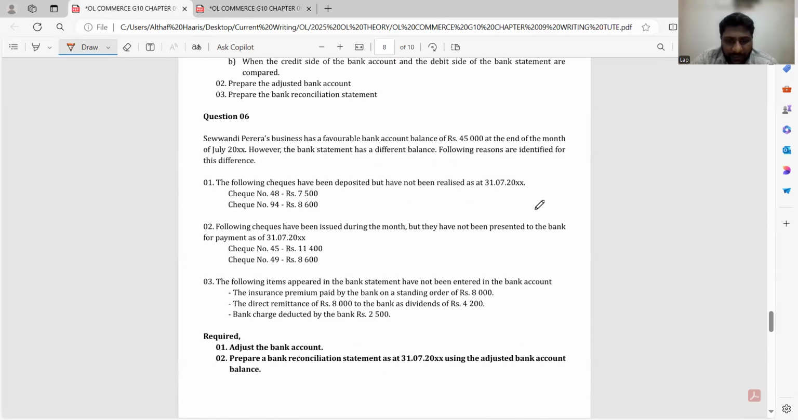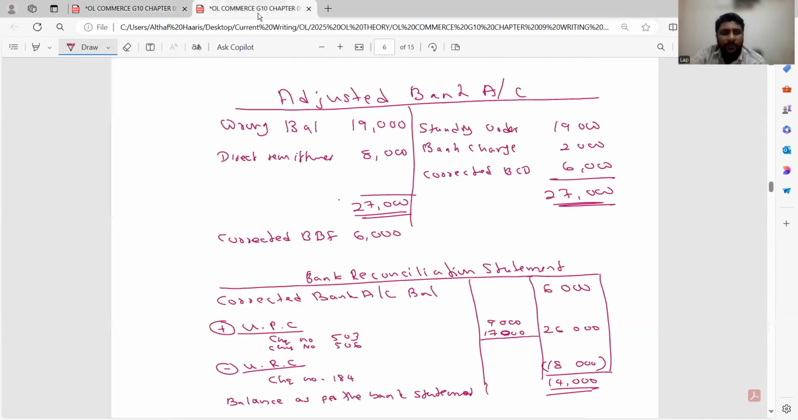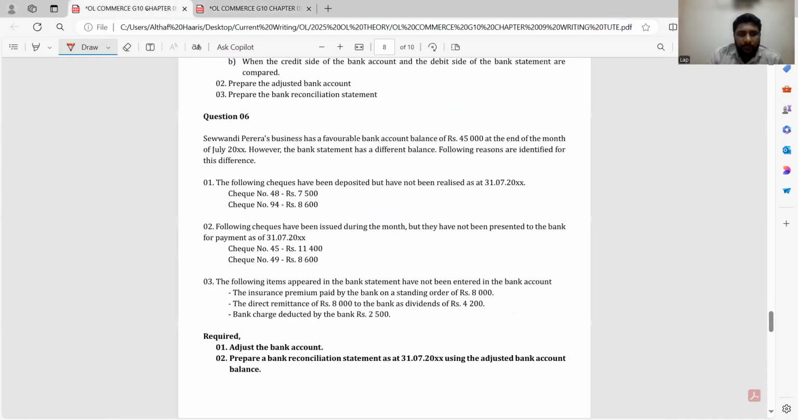So there are two more simple questions, people. We'll quickly finish them. Question 6. Sivandi Pereira has a favorable bank account balance of 45,000. In the bank statement there are certain differences. The following checks have been deposited but not realized, unrealized checks. The following checks have been issued but not presented, unpresented checks. The following items in the bank statement are not entered in the bank account, so they are missing in the bank account.